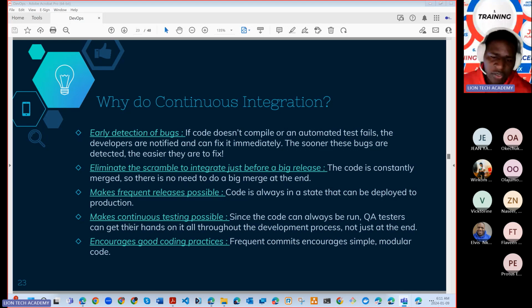Good. So what does this make possible? Continuous testing. Since the code can always be run, QA testers can get their hands on it all throughout the development process, not just at the end. So instead of us waiting until the building is already at the first level, can the inspector start giving us feedback at the foundation level?